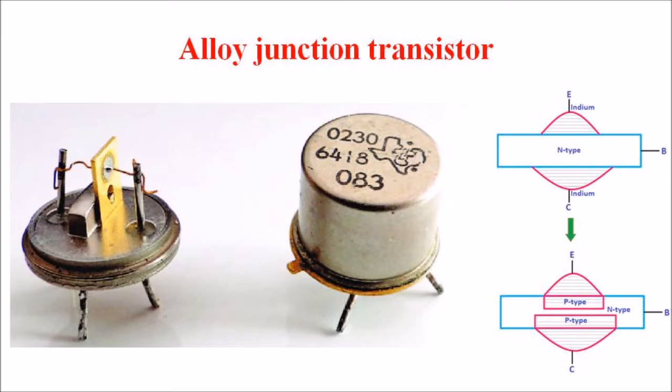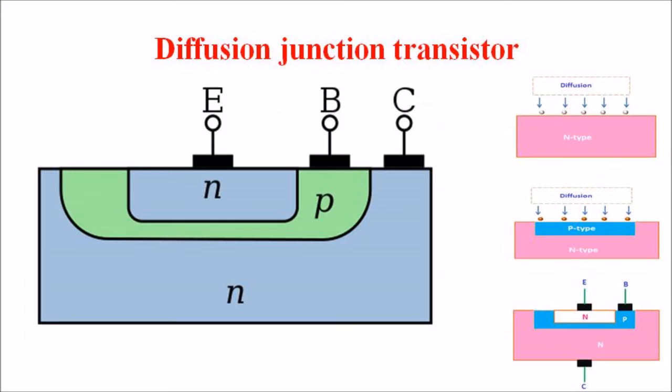So now we are moving towards the diffusion junction transistor. The diffusion junction transistor was developed by Bell Laboratories in 1954. The diffusion junction transistor is a transistor which is formed when the N-type silicon wafer, called the substrate, is exposed to P-type and N-type gaseous impurities. Diffusion is the process by which charged particles flow from a higher concentration region to a lower concentration region. The diffusion junction transistor uses this diffusion technique to form the transistor.